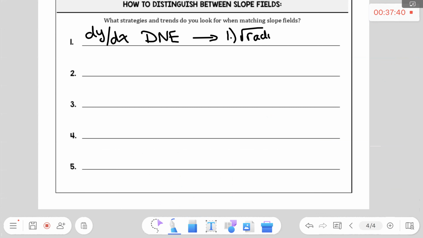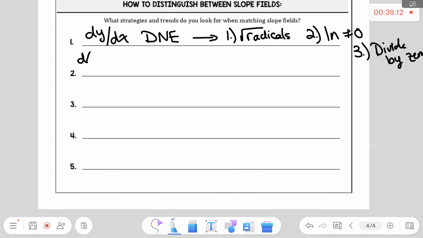I'm so hungry. What's another one? Divide by 0, natural log of some number that can equal 0, right? Divide by 0. Okay, so if it gives you some instance where the slope does not exist, that's the first thing I would do. Look at that. Then the next thing I had, you see where it changes in x and y only, right?